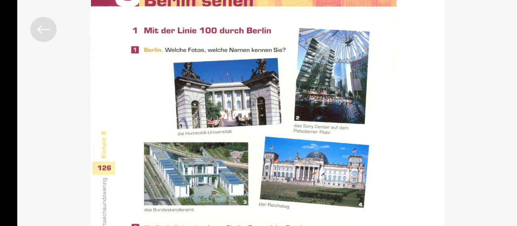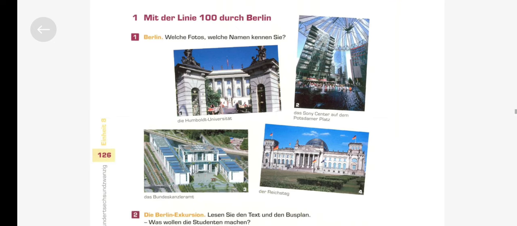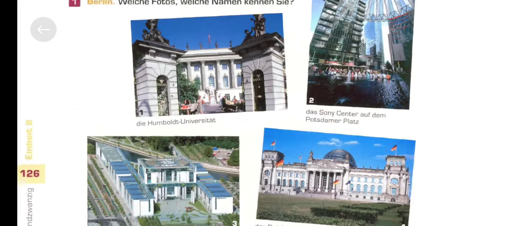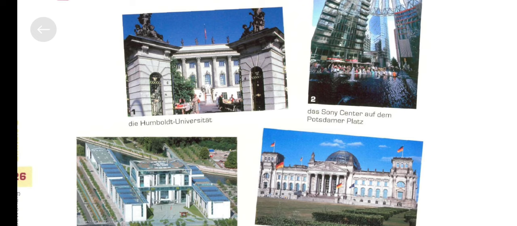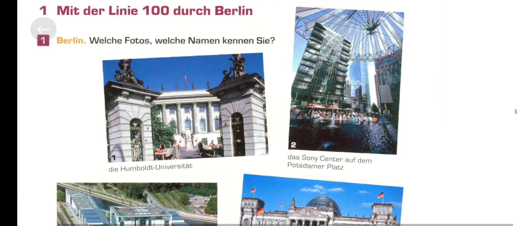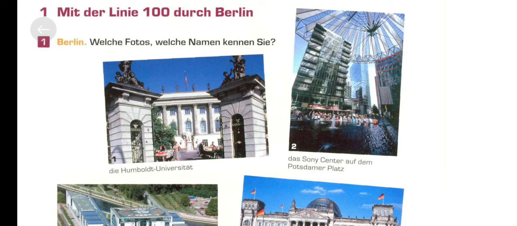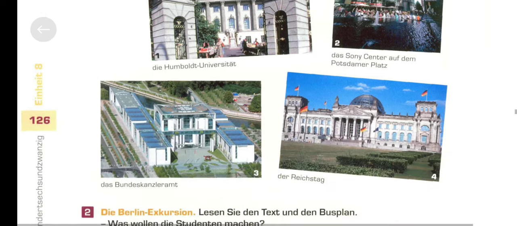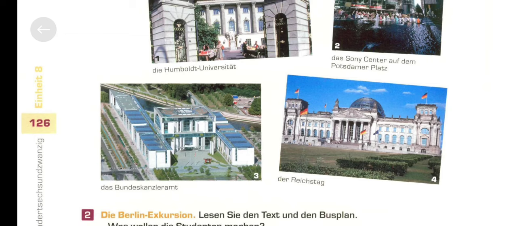First is Berlin: welche Fotos, welche Namen kennen Sie? So they are asking which photos and which names you know about the city Berlin. So first is the Humboldt University. This is the university in Germany, Humboldt is the name. Next is the Zone Central of the Potsdamerplatz. So this is the place, Potsdamerplatz. Next is the Bundeskanzleramt. Next is the Reichstag. So these are the places in Germany.